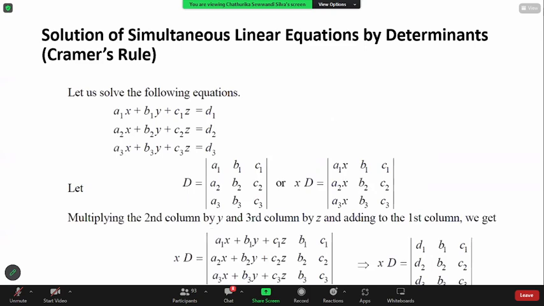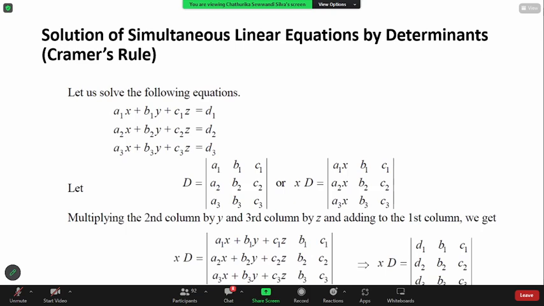Solution of simultaneous linear equations by determinants, Cramer's rule. This is again something I think you know very well under the basic maths course. Most of the time you have worked with two simultaneous equations, but as far as I know, you have worked with three simultaneous equations also. So, the solutions of simultaneous linear equations by determinants, Cramer's rule.